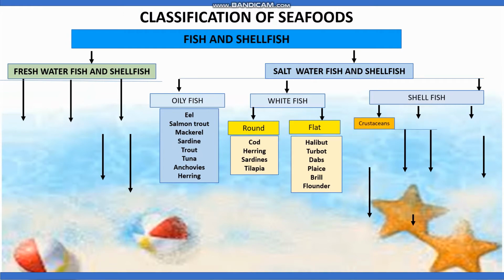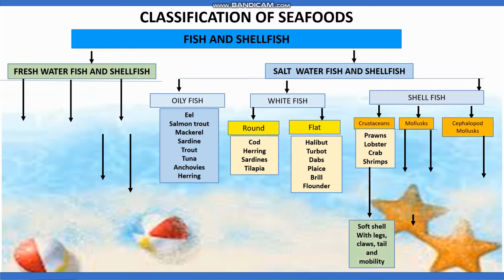Under shellfish, we have crustaceans, mollusks, and cephalopod mollusks. Under crustaceans, examples are prawns, lobster, crab, shrimps. Crustaceans have soft shell with legs, claws, tail, and mobility.